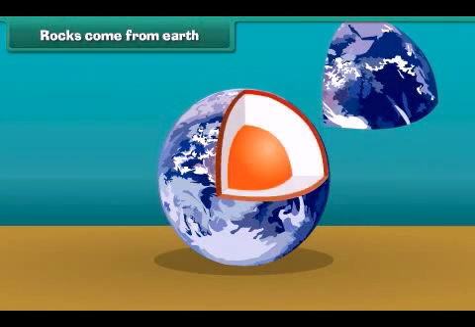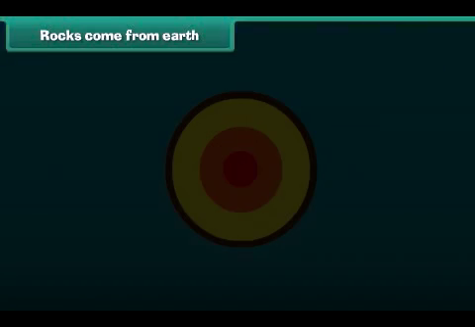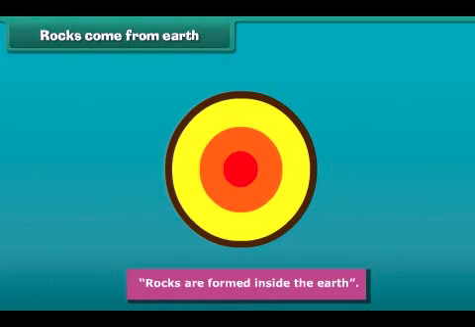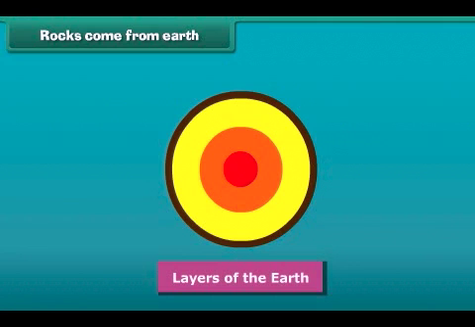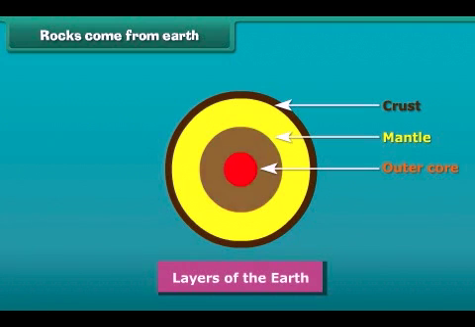All rocks come from earth, and all the three layers of earth are made up of rocks. So we can say that rocks are formed inside the earth. The outermost layer of the earth is called the crust, which is formed by solid rocks and soil. The middle and innermost layers are known as the mantle and the core respectively. The mantle and outer core are very hot due to high temperature, so rocks are found there in melted form. In the inner core, rocks are solid due to high pressure.